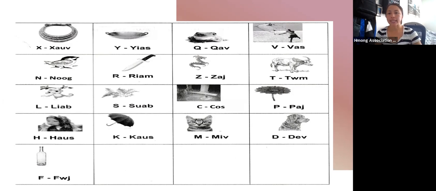So as in my last lecture, I taught you guys that each letter represents an object or a noun.